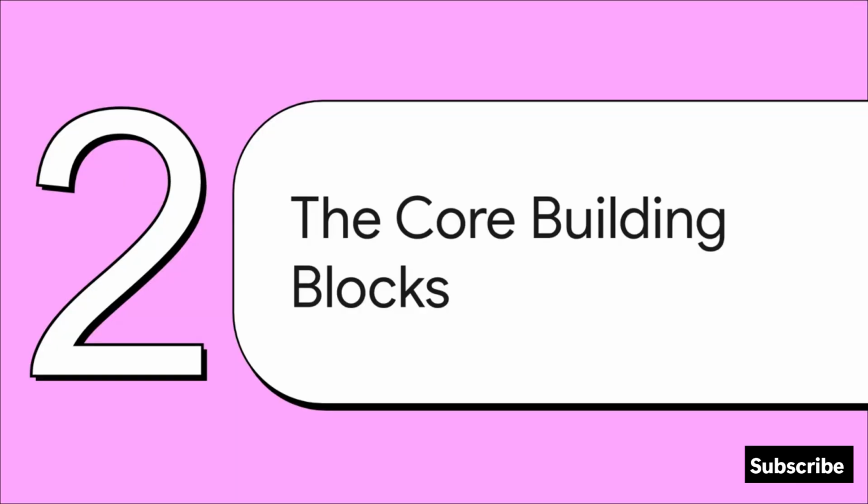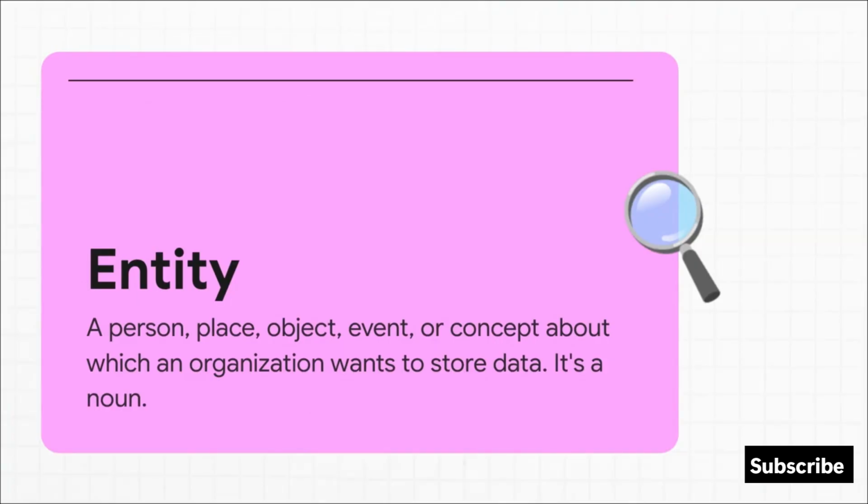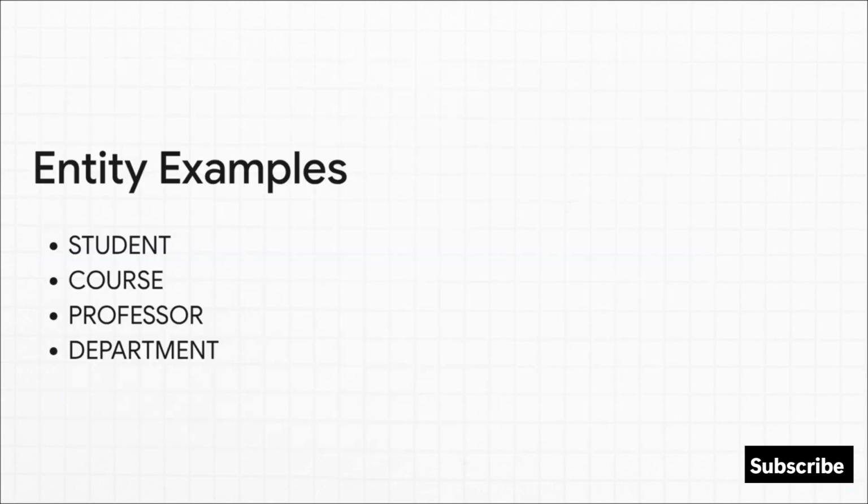All right, every great blueprint is made of a few fundamental parts, right? And for our data model, there are really just three core building blocks that we need to get down. So let's break them down. First up, and this is the big one, is the entity. The easiest way to think about an entity is that it's just a noun. It's the main things, the people, places, objects, in our system that we absolutely have to store information about. So, for example, if we're building a system for a university, what are the big nouns we need to track? Well, obviously we've got students, we've got courses, we need professors, and of course departments. Each one of those, that's an entity.